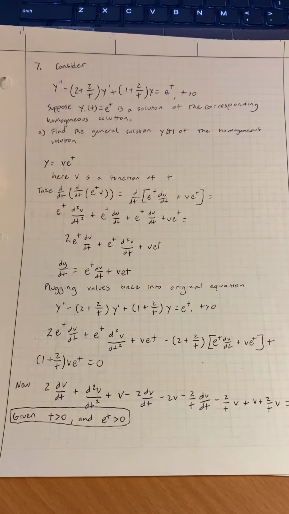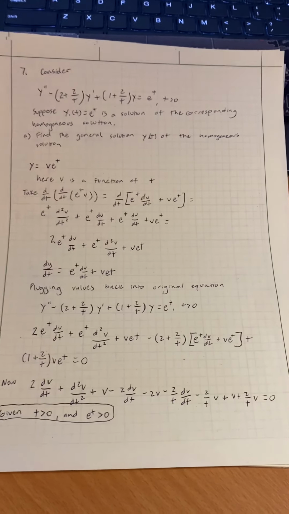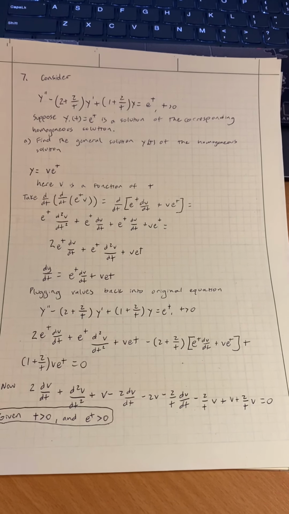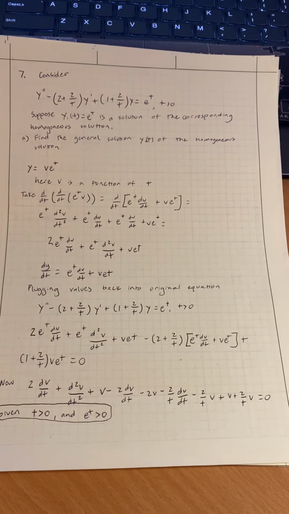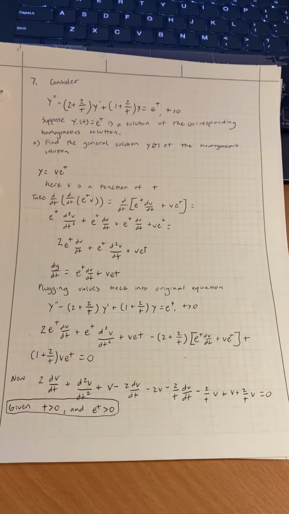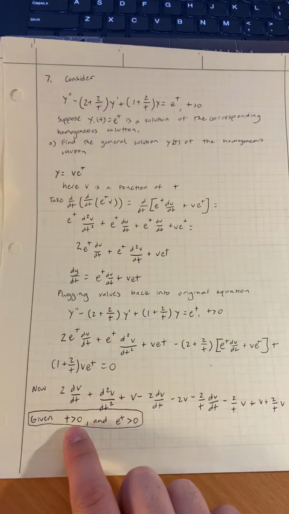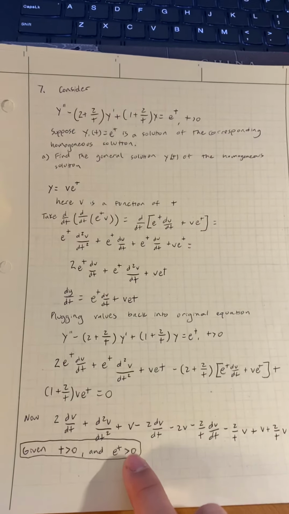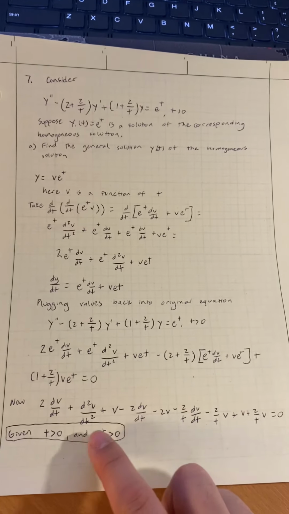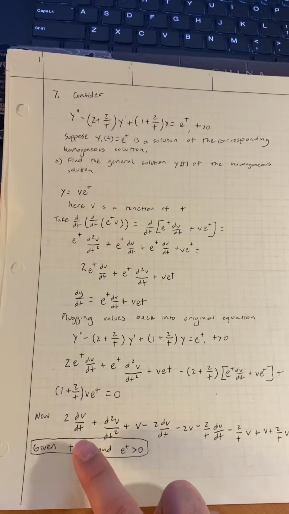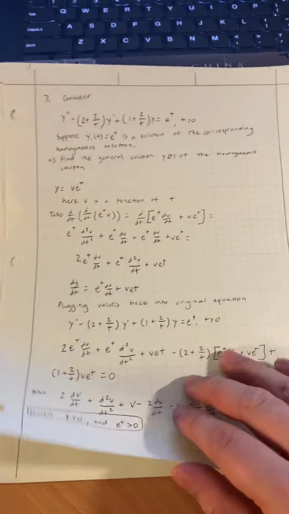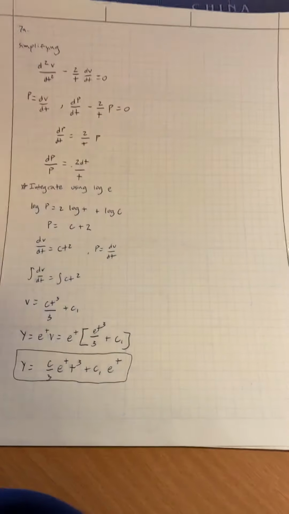The next part is to simplify that even further. I got rid of all the e to the t's by dividing to the other side. Remember that we're given t is greater than 0, and that e to the t is also greater than 0. We just got this big equation, and I'm going to show you what to do for the next part.